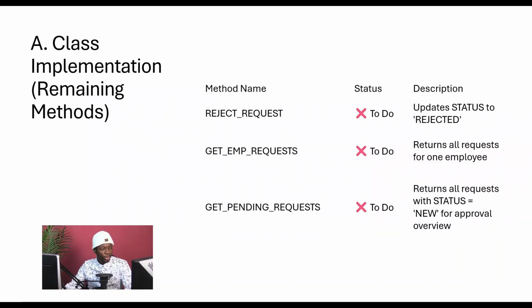So we want to continue with the class implementation with the remaining methods. What is left to do is we need to complete the method for reject request. Reject request means that it will update the status to rejected if the manager rejects the request. Then get employee requests will return all the requests for one employee, and then get pending requests will also return all the requests with the status new or with the status pending for approval overview.